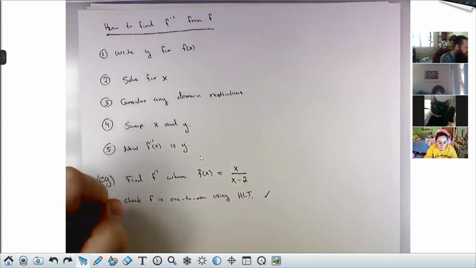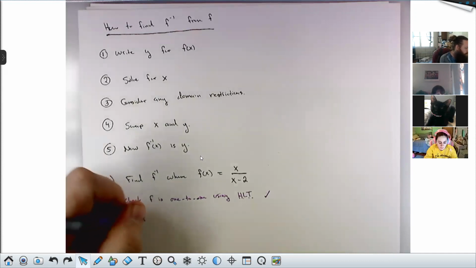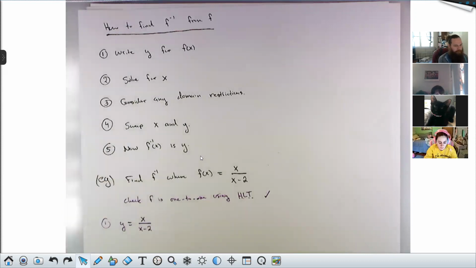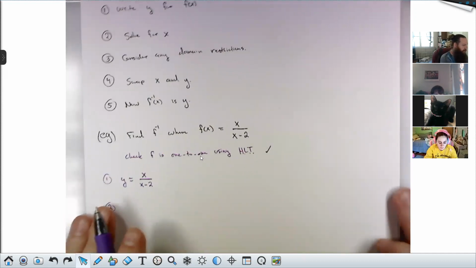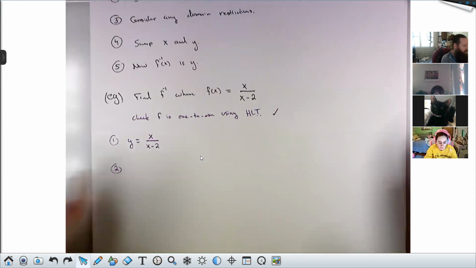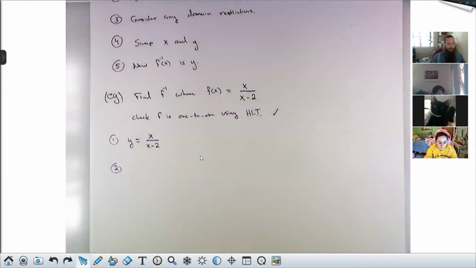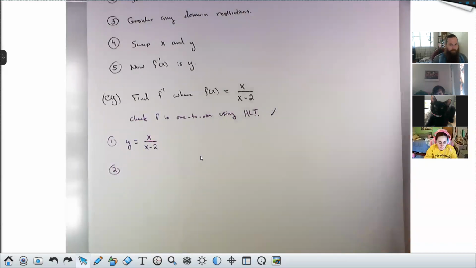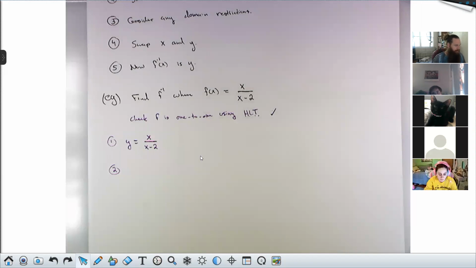My first step: write y for f of x. So that's y equals x over x minus 2. My second step is to solve this expression for x. Can anybody suggest a good first step here if I want to solve this for x? Well, I need some sort of algebra process. So what am I going to do to both sides? We're going to do a bunch of stuff to both sides. What's that first step going to look like?